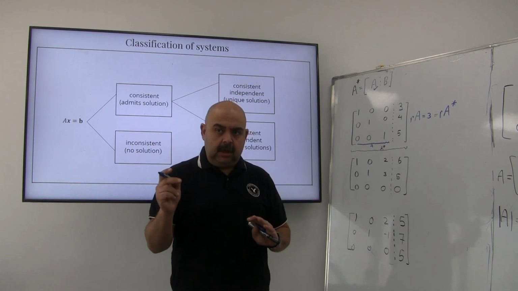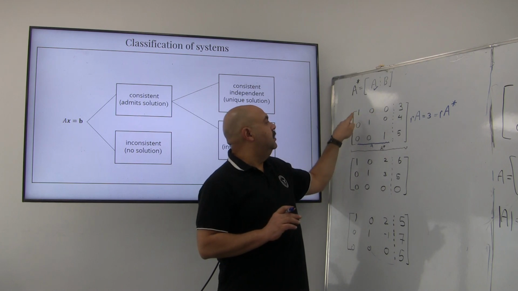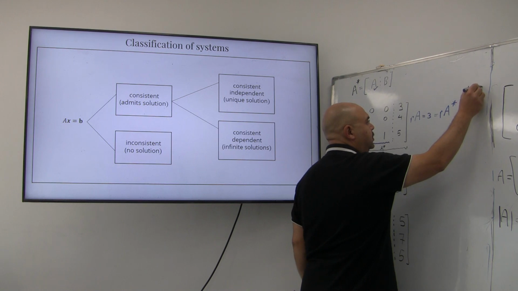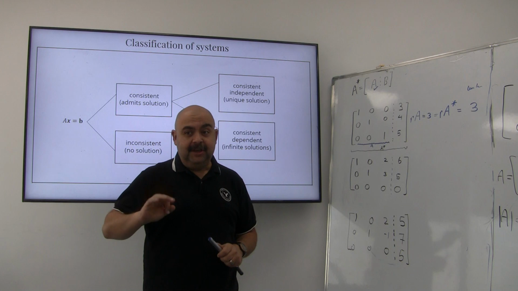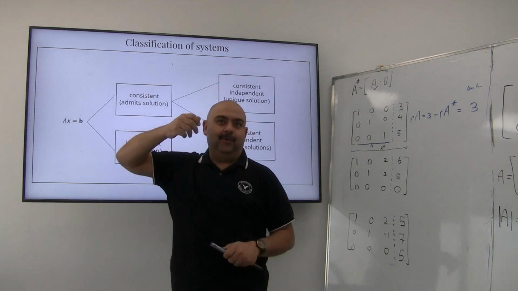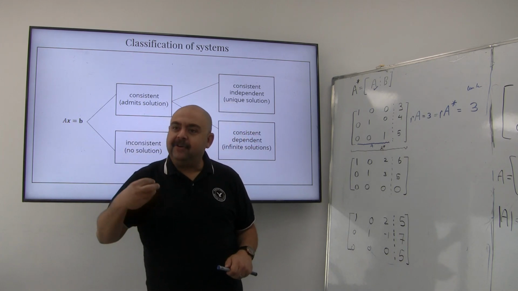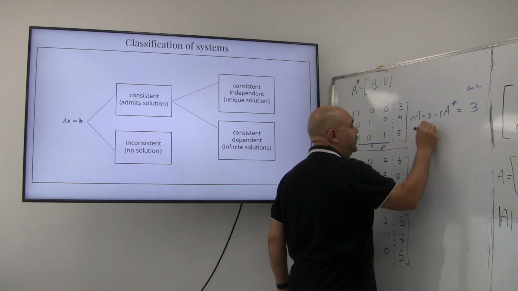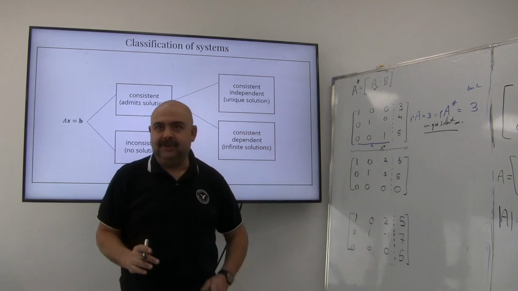The second thing is to count the number of unknowns. How many unknowns here? First, second, and third. So the number of unknowns is equal to 3. So the rank of the matrix A is equal to the rank of the augmented matrix and still equal to the number of unknowns. In such a case, you will have a unique solution.